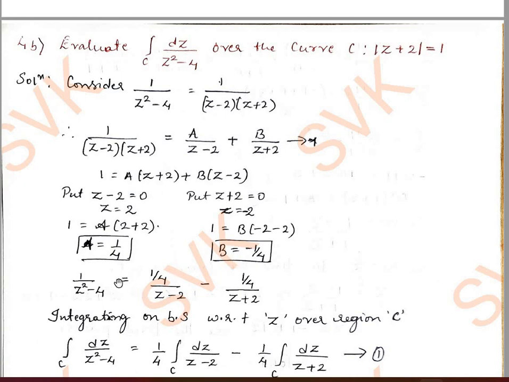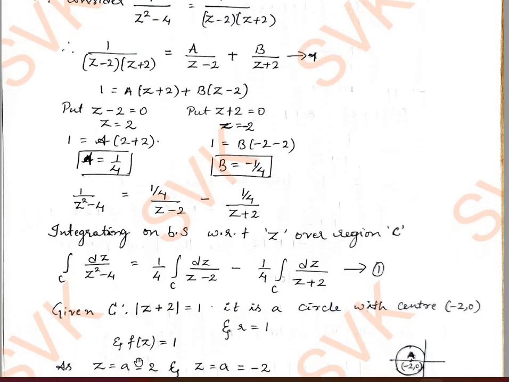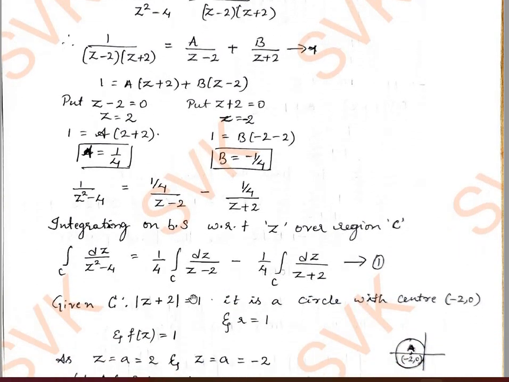Substituting the values of a and b in equation star, and integrating on both sides with respect to z over region C. Here f of z is 1, so nothing to worry about f of z. So multiplying and integrating with respect to z, I got this equation 1.